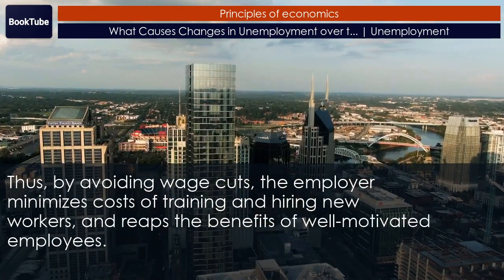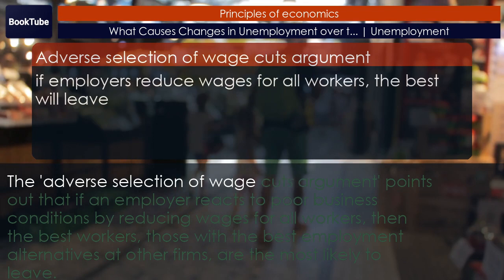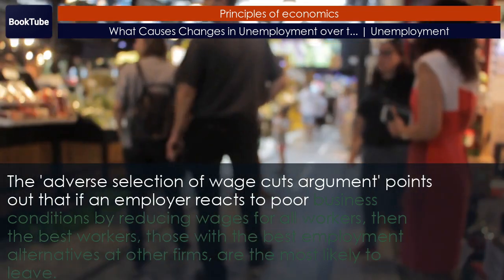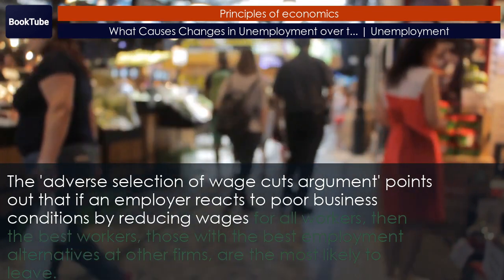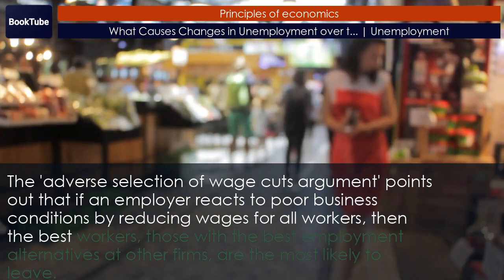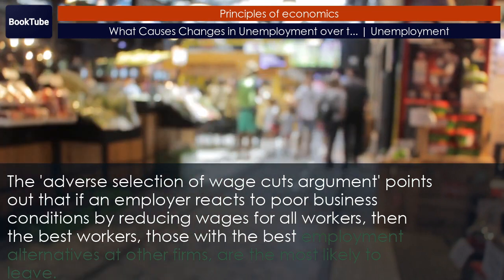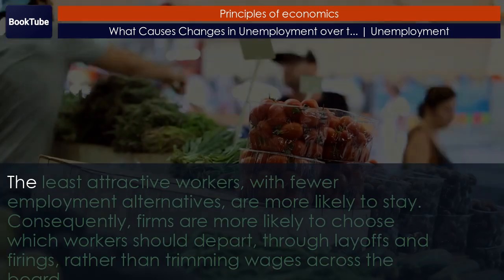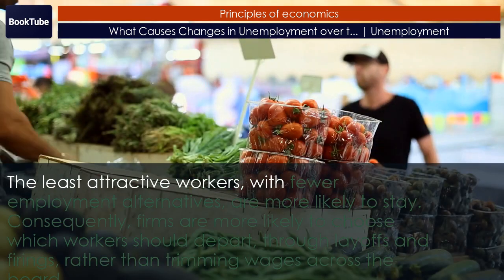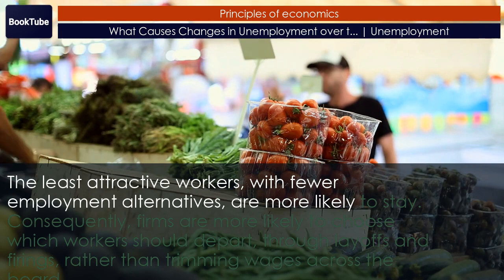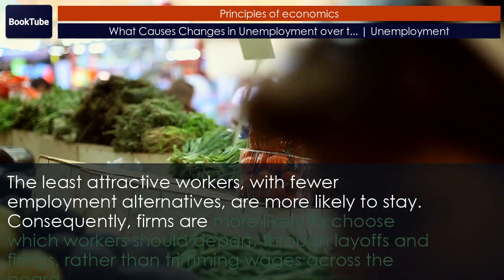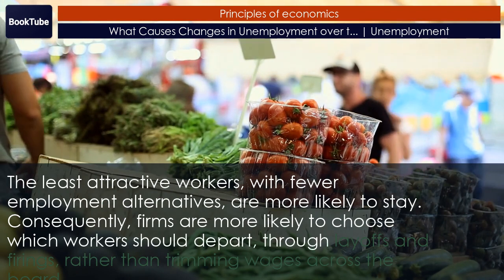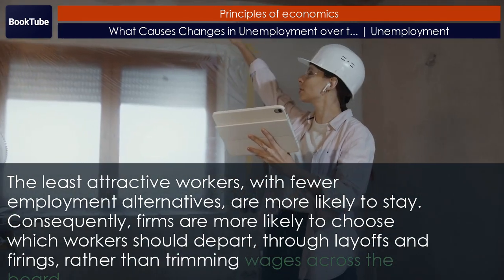The adverse selection of wage cuts argument points out that if an employer reacts to poor business conditions by reducing wages for all workers, then the best workers, those with the best employment alternatives at other firms, are the most likely to leave. The least attractive workers, with fewer employment alternatives, are more likely to stay. Consequently, firms are more likely to choose which workers should depart through layoffs and firings, rather than trimming wages across the board.